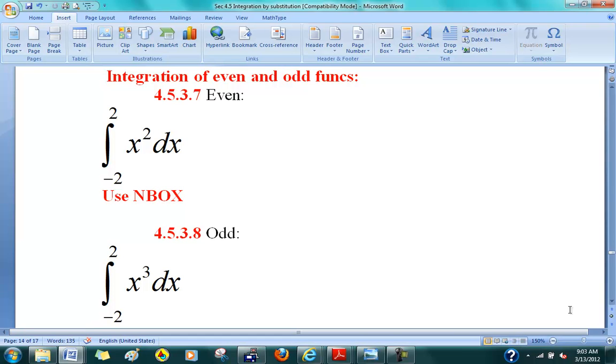Yeah, Leila. Symmetrical across the y-axis. Symmetric about the y-axis, thank you. Okay, and for odd? About the origin. Nice, good job, yes. About the origin, good job.